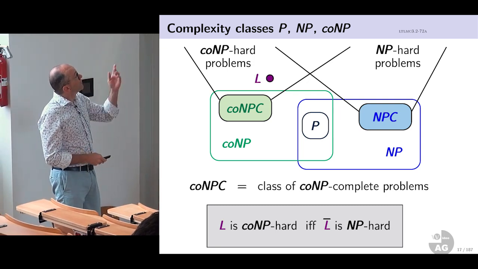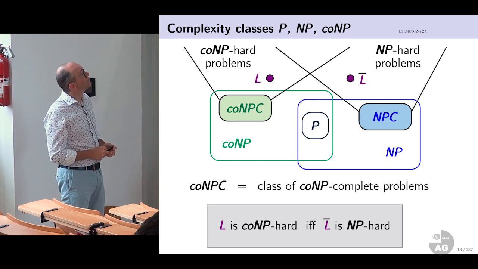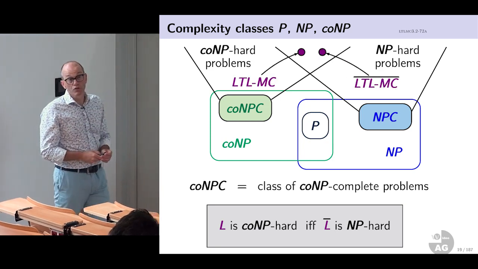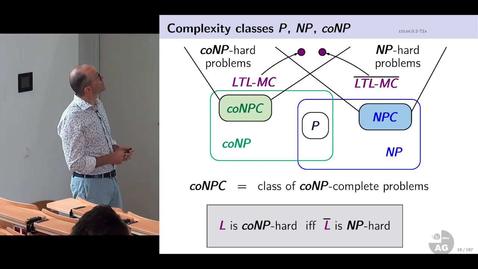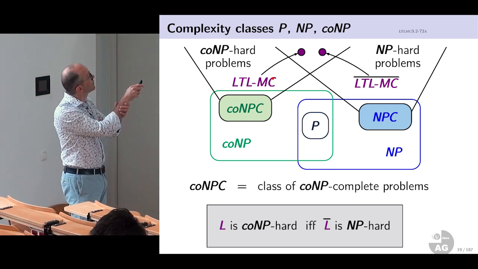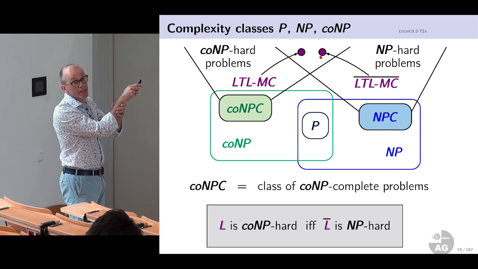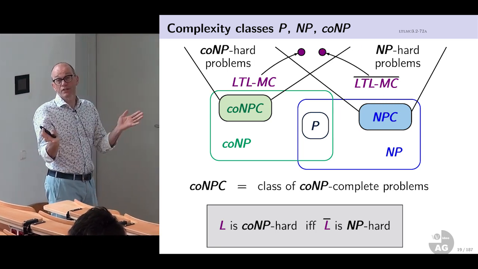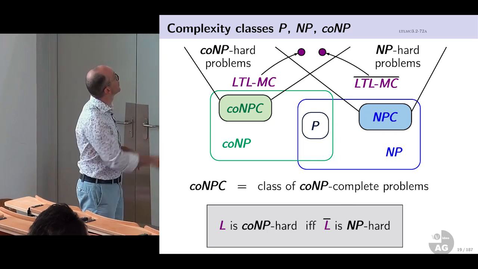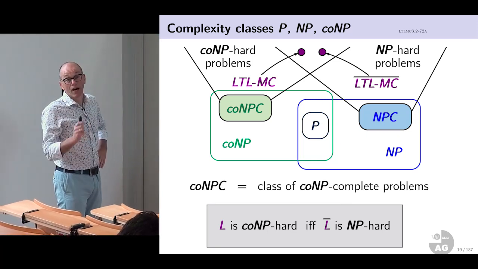Good, so there is this problem L, and then its complement is over there. Good. Today what we're going to use, and therefore we need this, is that we're going to consider the LTL model checking problem, and we're going to show that this is co-NP-hard, and then it follows that the complement of this thing is NP-hard. Okay, that's saying the same thing. So I'm going to concentrate on the left thing. The LTL model checking problem is co-NP-hard.